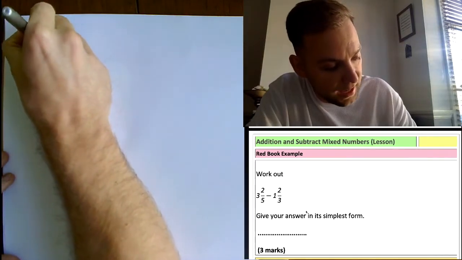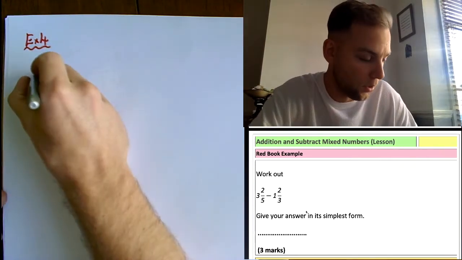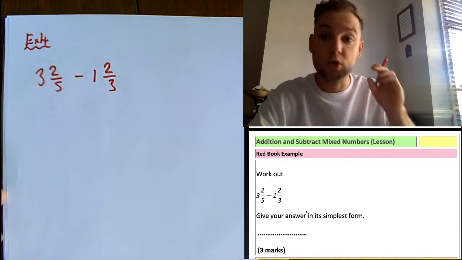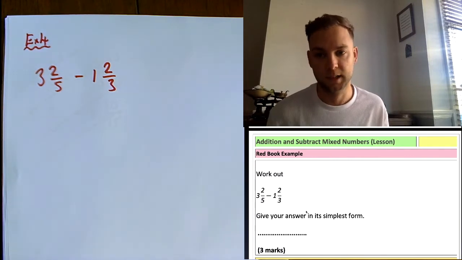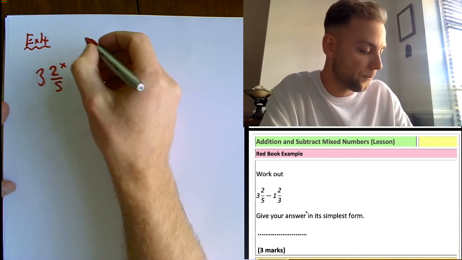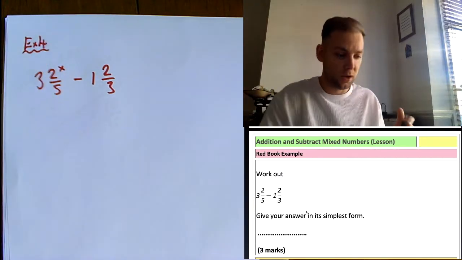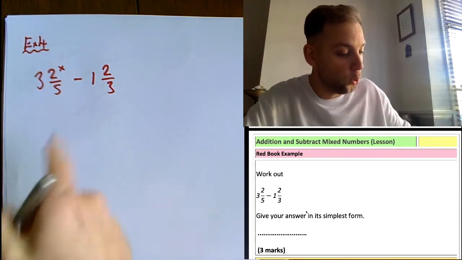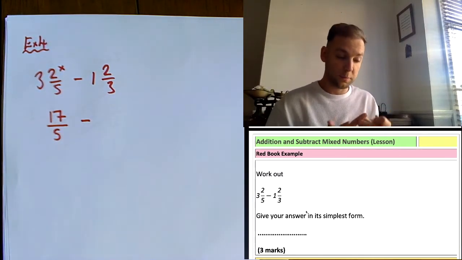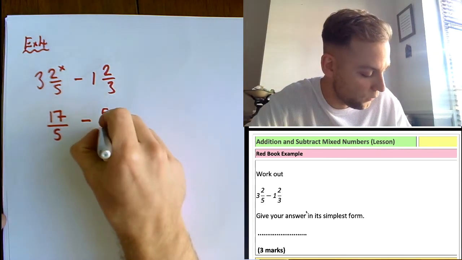where we convert it into top heavy first. So here we've got 3 and 2 over 5 minus 1 and 2 over 3. So it's always worth using the second technique when we're subtracting. Okay, a lot of people make a mistake with that. So first of all, we need to make it into top heavy. So 3 times by 5 plus the 2. So 3 times by 5 is 15, plus the 2 is equal to 17 over 5, minus 1 times 3 is 3, plus the 2 is equal to 5 over 3.